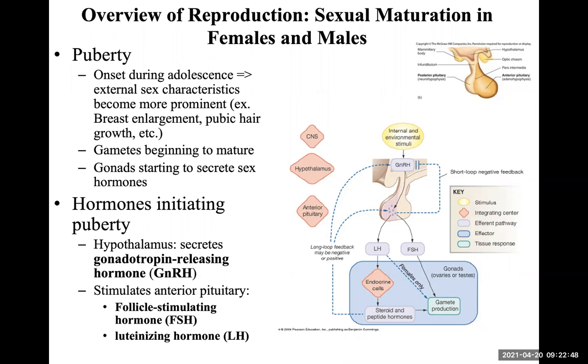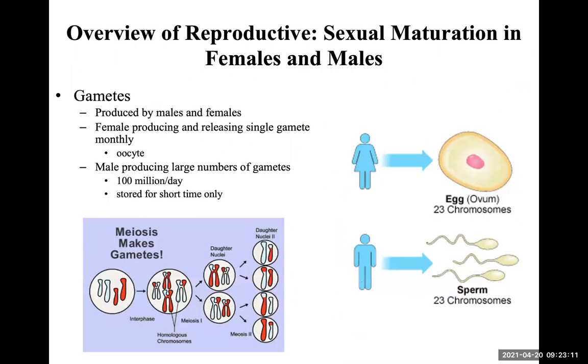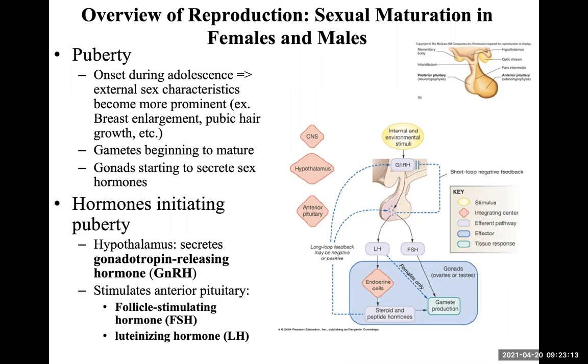All right, so FSH and LH are important for both male and female gamete production, right? Deficiencies in either of these, if you're talking about males, would result in problems with male fertility. If you're talking about females, it will result in problems with female fertility. The way these hormones work, we'll get into in fine detail when we go through both male and female reproduction.